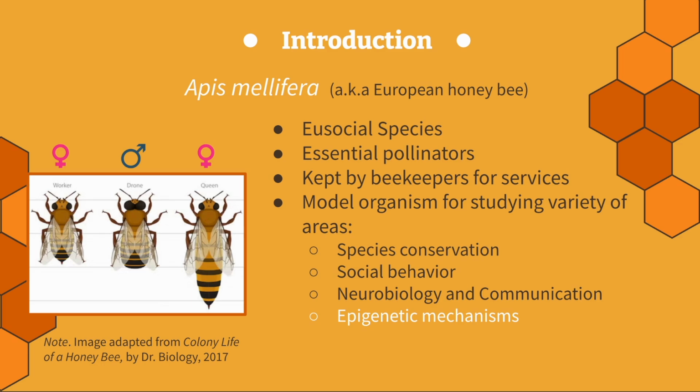Colonies consist of a single queen, male drones, and female workers. These bees are essential pollinators for many crops and are often domesticated for pollination services, honey and wax production, and scientific study. Understanding Apis mellifera is important for conservation strategies that support ecosystem health and food security.